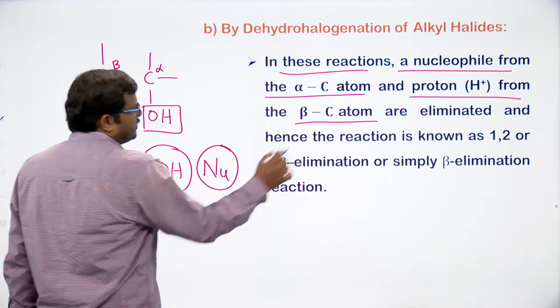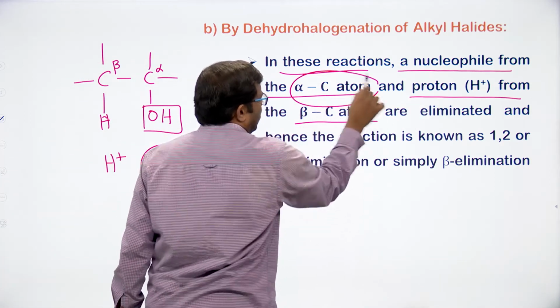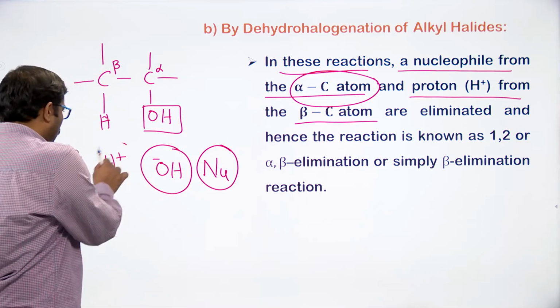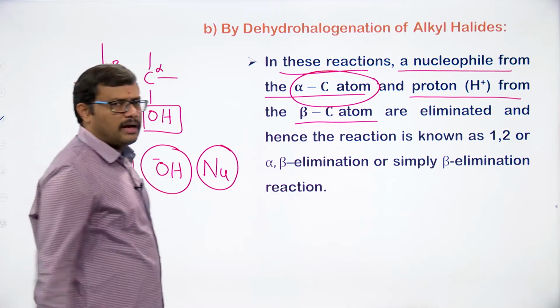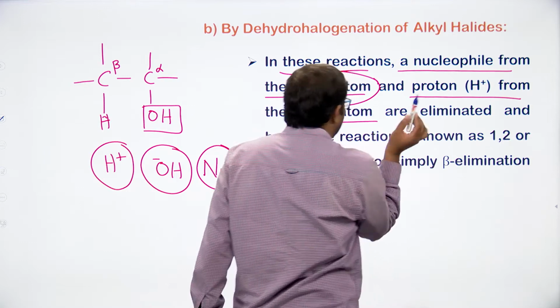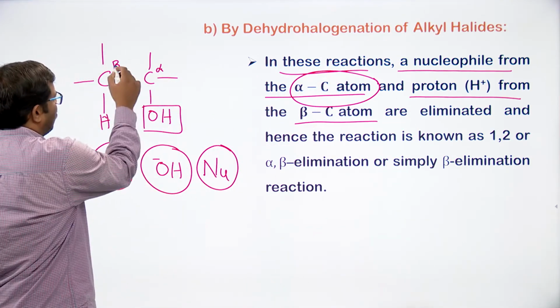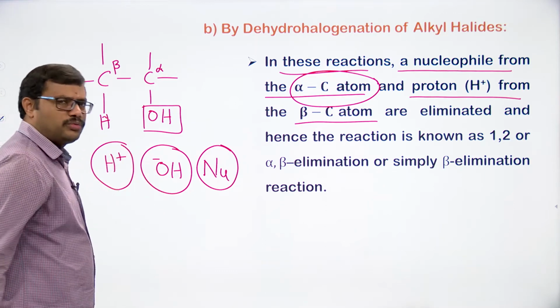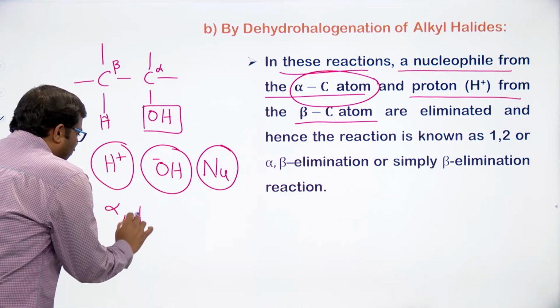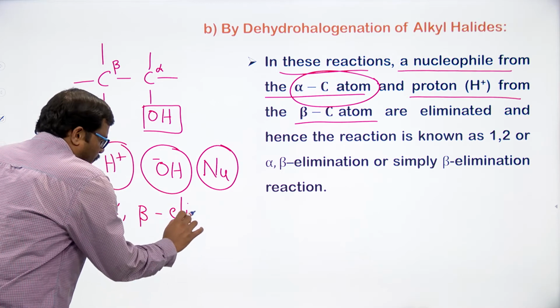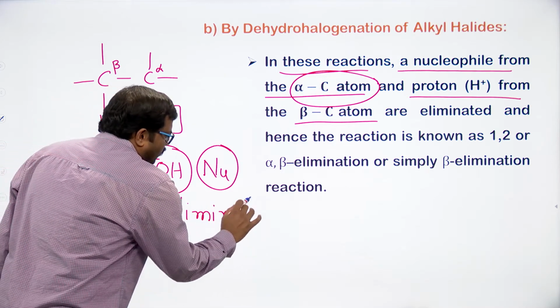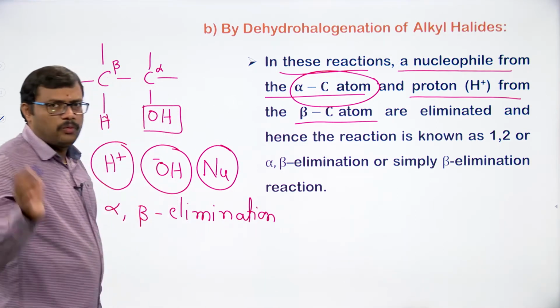A nucleophile is removed from the alpha carbon atom, and a proton, the H plus ion, is removed from the beta carbon. So where are the groups going out? From the alpha carbon and the beta carbon, the elimination of the groups takes place, so we call these reactions alpha beta eliminations, one way.